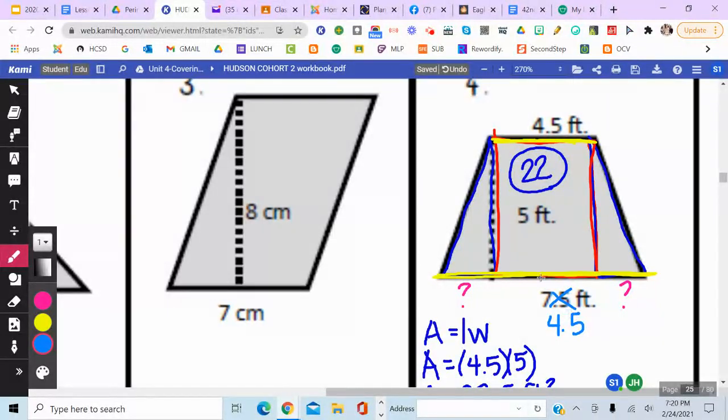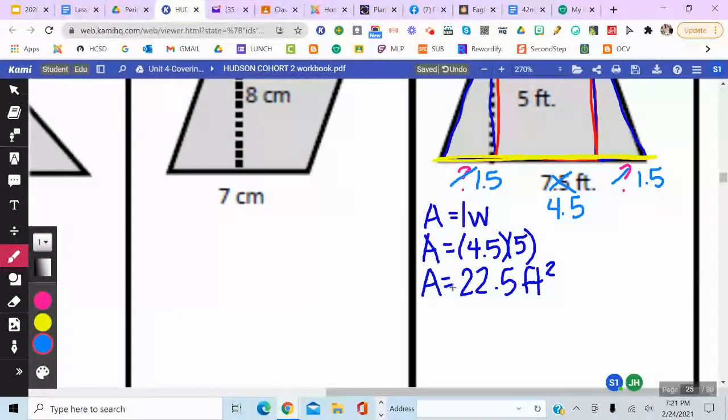So 4.5 plus something is going to give me 7.5. So I have to subtract. So 7.5 minus 4.5 would be 3. And these look like they're exactly the same. So this would be 1.5 and 1.5. But even if I put 2 and 1, I'm still going to end up with the same answer. So don't stress about whether or not they're exactly the same size or not.